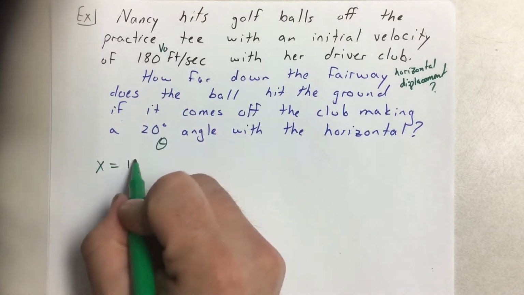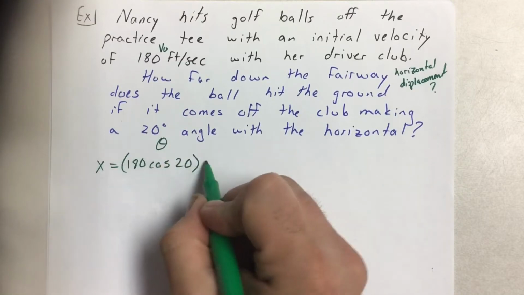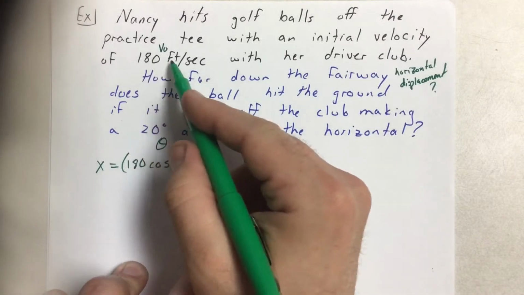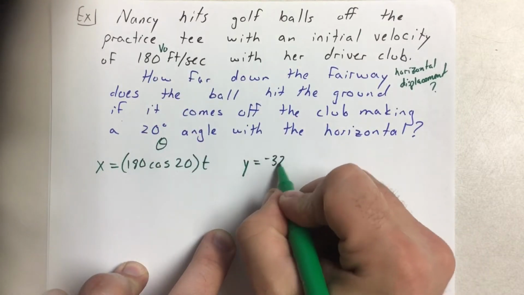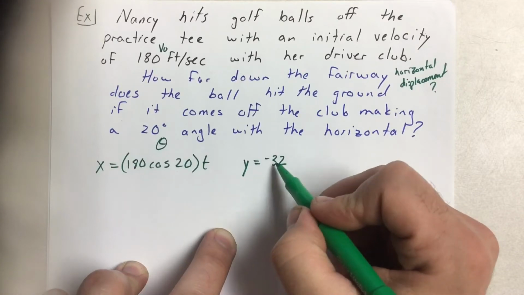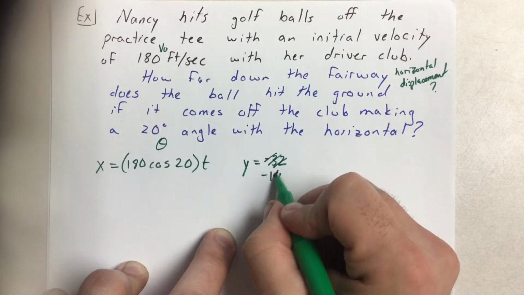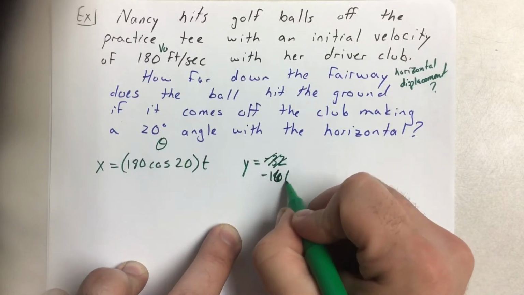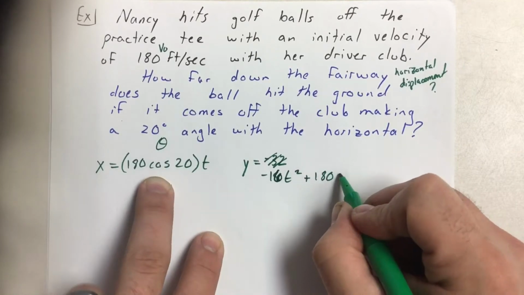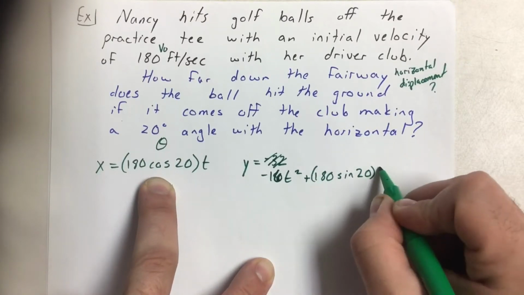So initial velocity times cosine of our angle, multiplied by time. And then our vertical component would be dealing with feet, so negative 32. That's not correct, Mr. Beal. Sorry, guys. Negative 8, nope. Negative 16, there we go. Negative 16 t squared plus 180 sine of 20 times t.